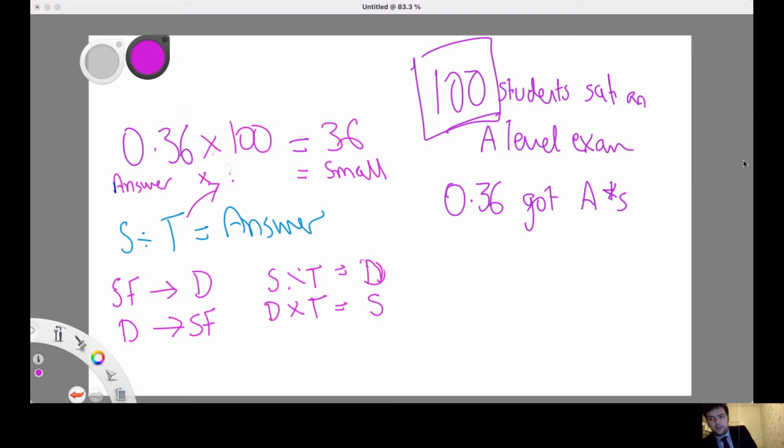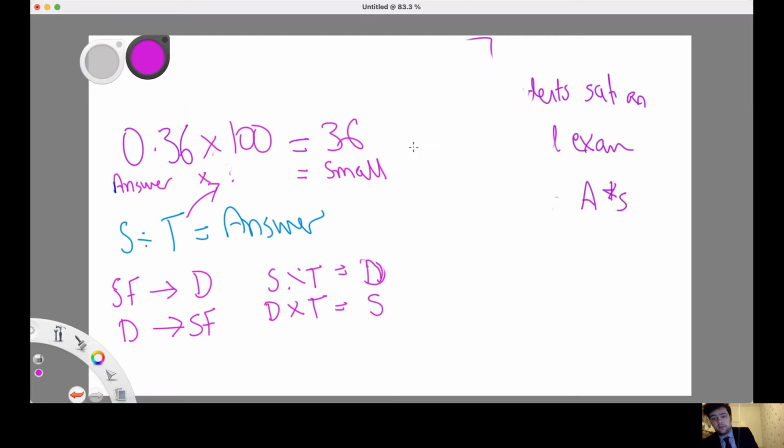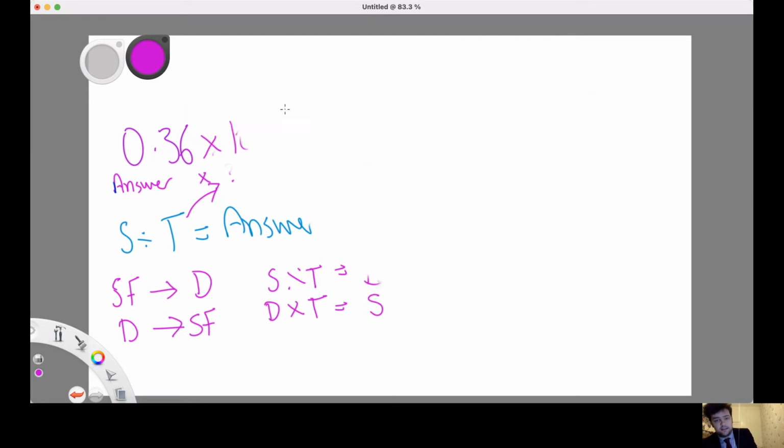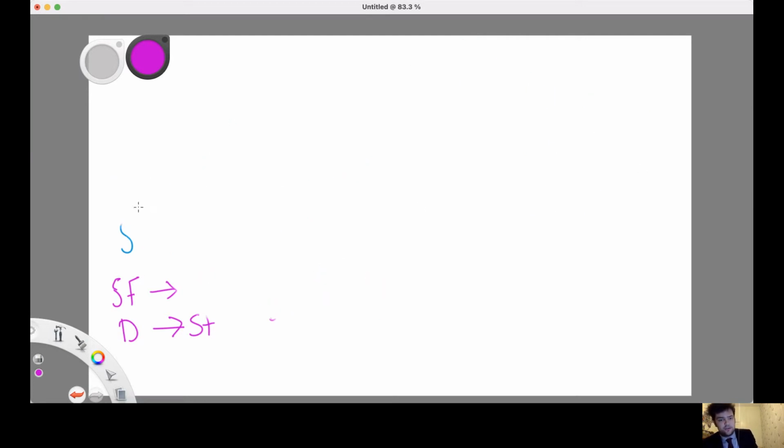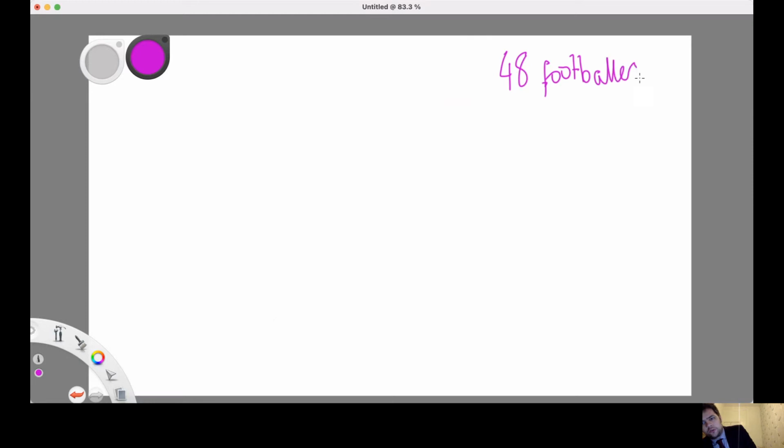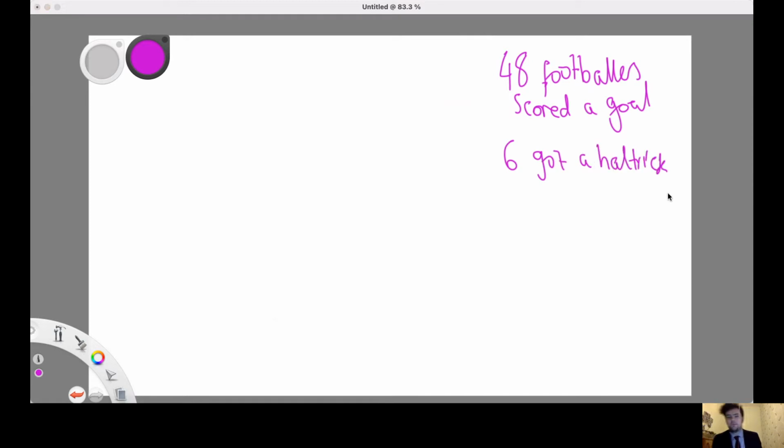We'll do one more. It's not any more complicated than this. I said you're not sitting a maths exam. You're not going to get anything too straining. So let's say 48 footballers scored a goal. Terrible analogy, but there we go. And 6 of them got a hat trick.